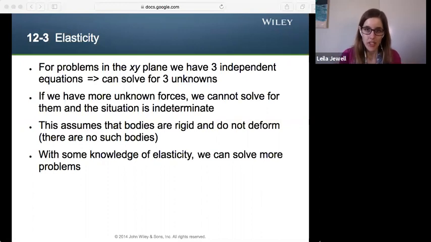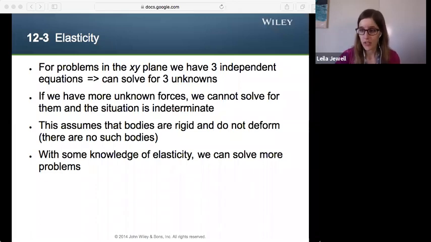Now, these indeterminate situations assume that bodies are rigid and don't deform. It turns out there are no such bodies. Everything deforms slightly. So with some knowledge of elasticity, we could potentially solve more problems. This is also very relevant to materials engineering or materials science. So if you take a class on materials, this is a lot of what you will be seeing.